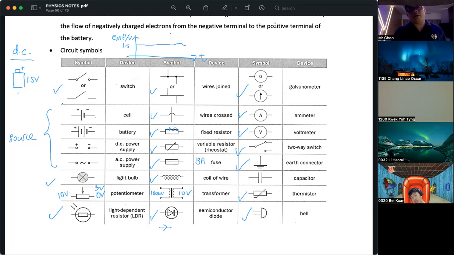I took quite a while to explain all these symbols. So basically, besides understanding what all this does, you must memorize how to draw all these symbols. Then you can draw circuit diagrams.